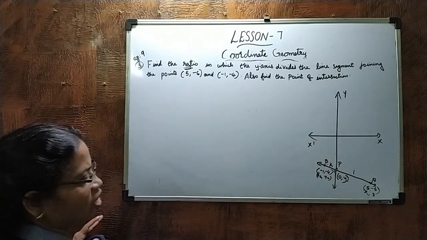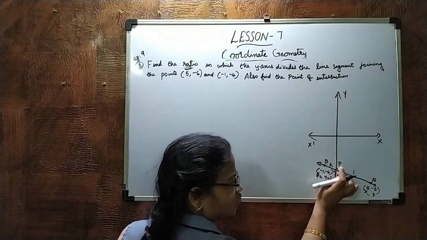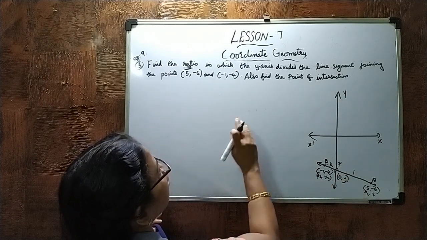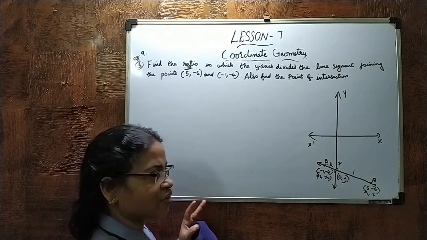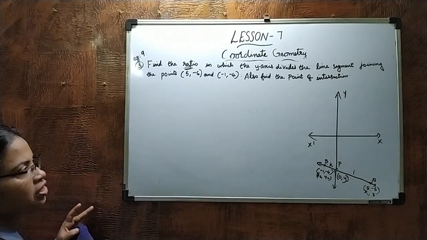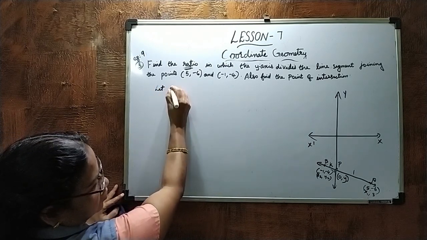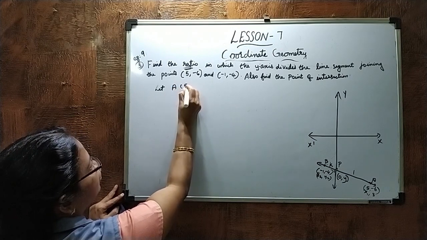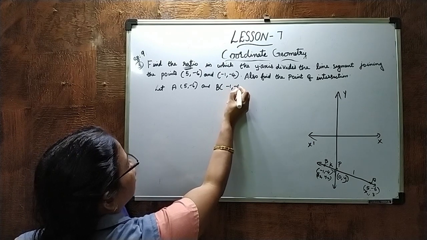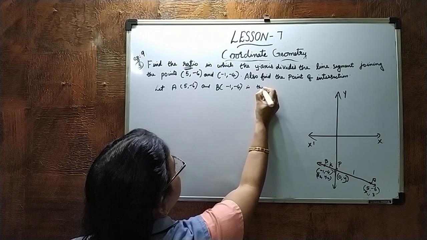So we will just find out now. First, what are you going to do? Using K is to 1, we will find out the coordinates of P. Then we have to equate with them. We will get the value of the ratio. After that, we will find out the point of intersection. Okay. Shall we start? Okay then. So first, let A 5, negative 6 and B negative 1, negative 4 be the line segment.